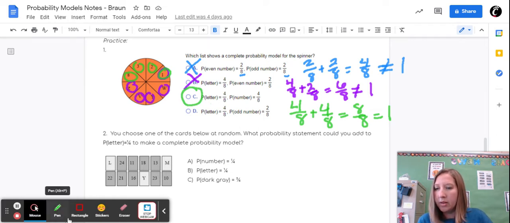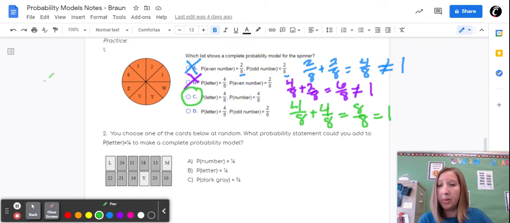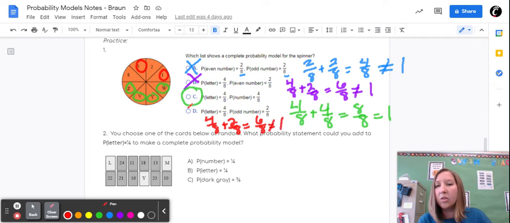Just to make sure that we don't have another one as the option, I'm going to take a look at D, and we're going to see what that one would give us as well. We look at the probability of getting a letter, which we just said was 4/8, and the probability of an odd number, so then we would have 2/8. We kind of did that already up here for our letter and our even number, but if we add 4/8 plus 2/8, we get 6/8, which is not equal to 1. So that is not going to be a complete probability model.